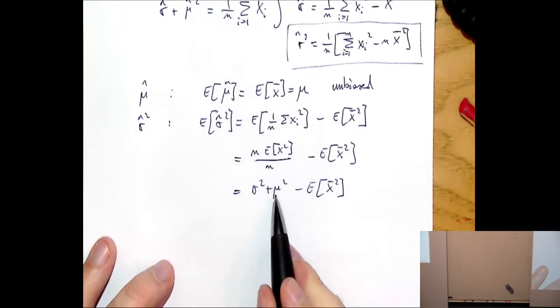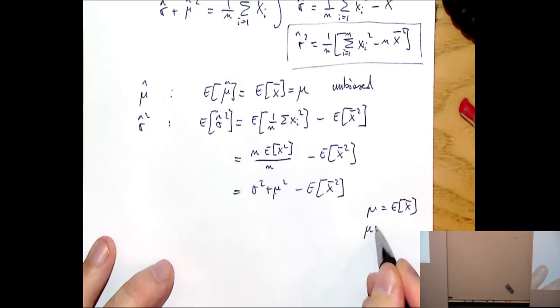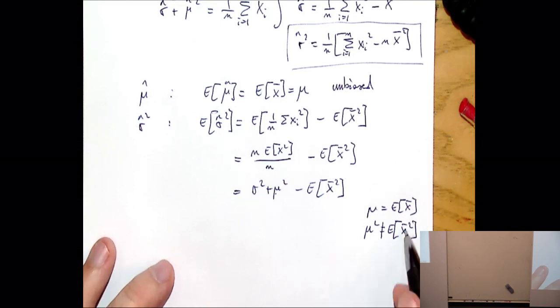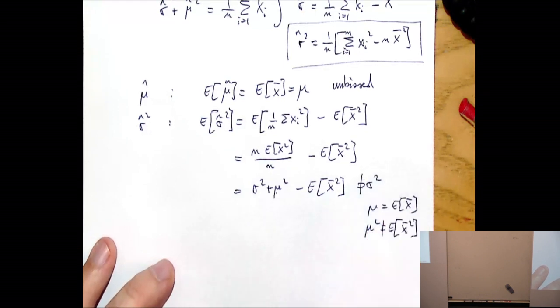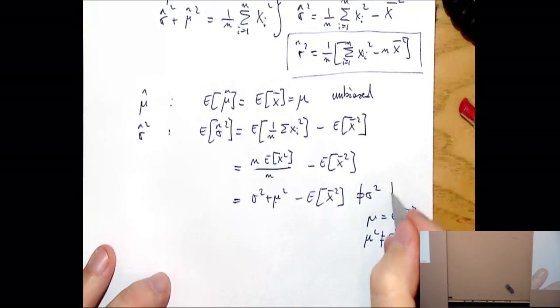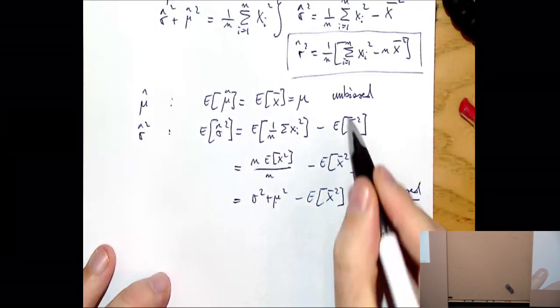Is this equal to sigma square? Mu square plus this? No, because mu is equal to expectation of the sample mean, but mu square is not equal to the expectation of the square of the sample mean, right? Mu square is equal to the square of the expectation, but it's not equal to the expectation of the square, right? So this is different from sigma square, and so this actually would give you a biased estimator of the variance and an unbiased estimator of the mean.